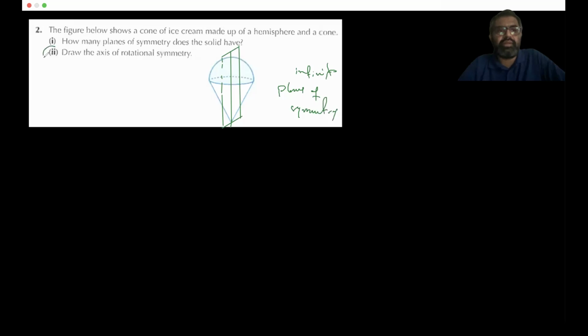Part 2 is to draw the axis of rotational symmetry. Just like before, we can draw a vertical straight line going exactly through its center. This is the axis of rotational symmetry. Around this axis, if we rotate the shape, it will always have the same symmetry across this shape.